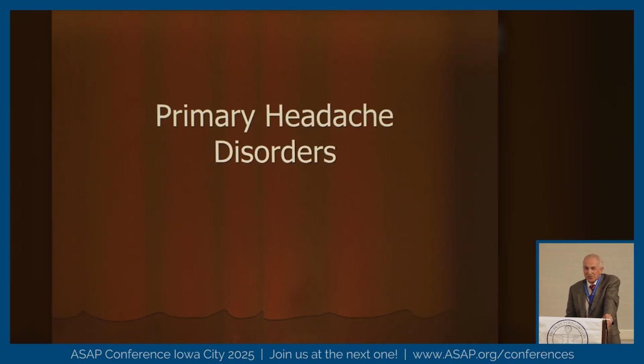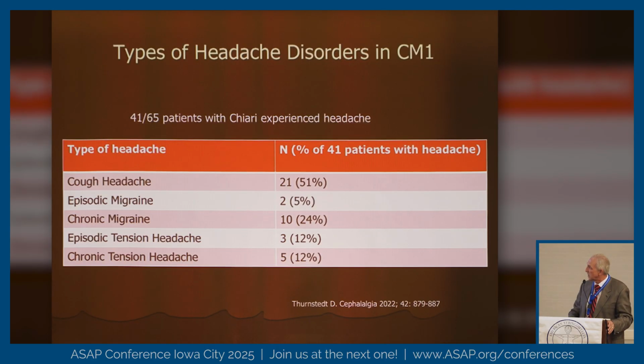Now, this whole conundrum. So we talked about the classic case, but the reality is that oftentimes there are other types of headache disorders that can occur with the classic Chiari headaches, and then what role does Chiari play in these headache disorders? So this was a case series also published in one of our journals, Cephalalgia, where they looked at the different types of primary and secondary headache disorders that occurred in patients with Chiari malformations in 65% of them.